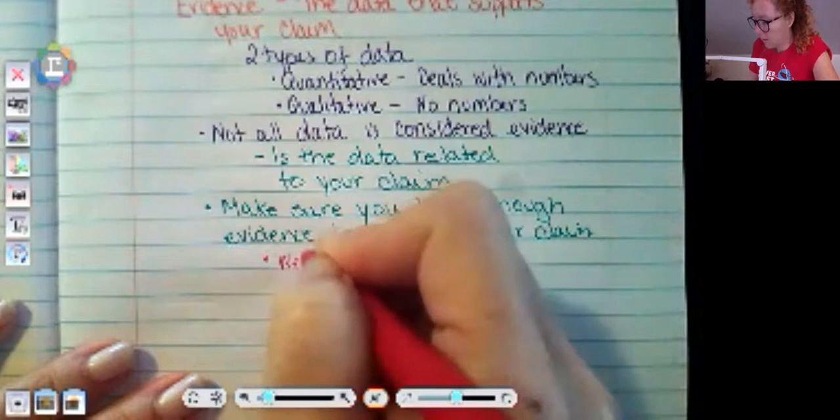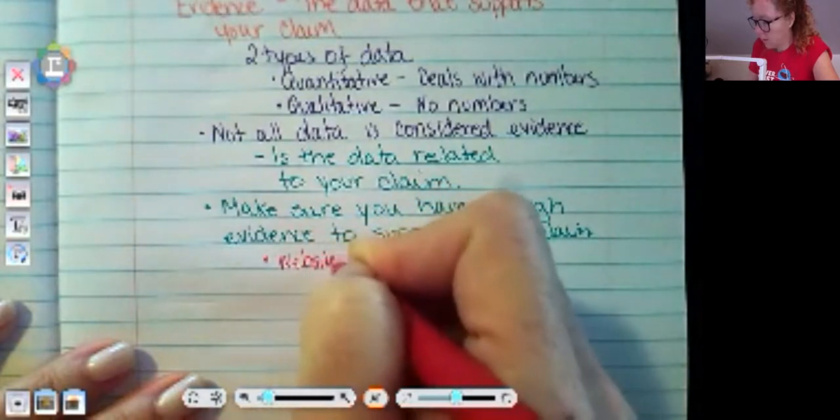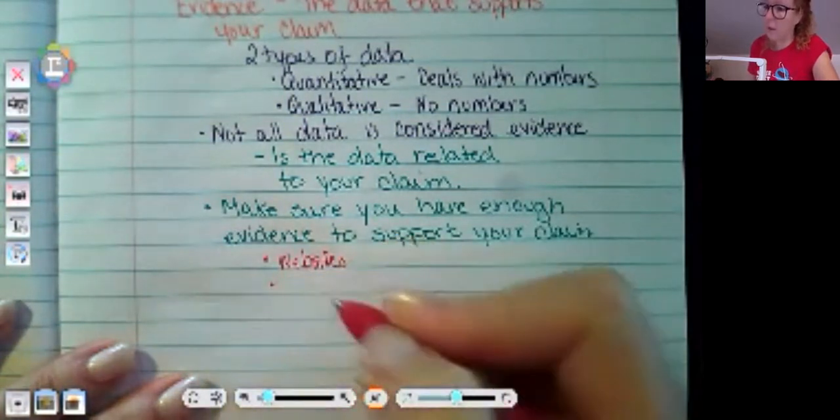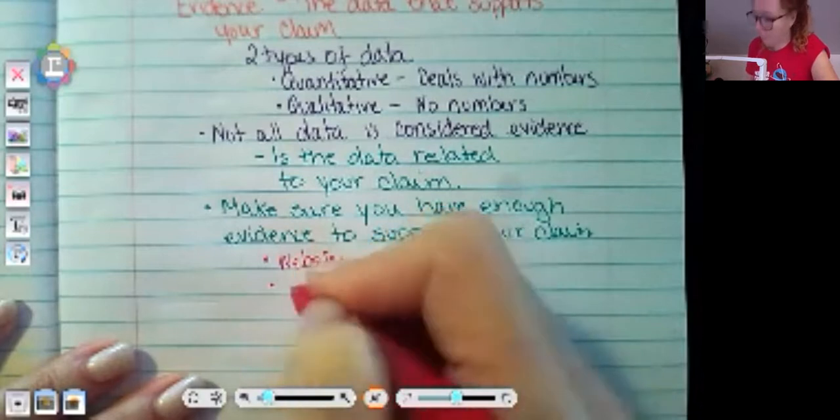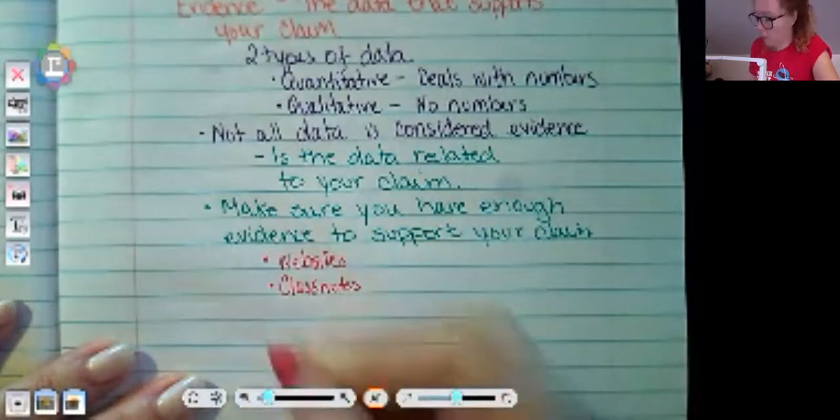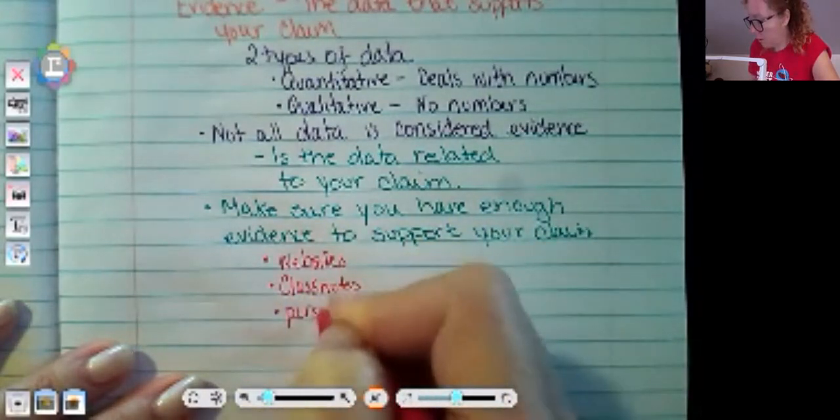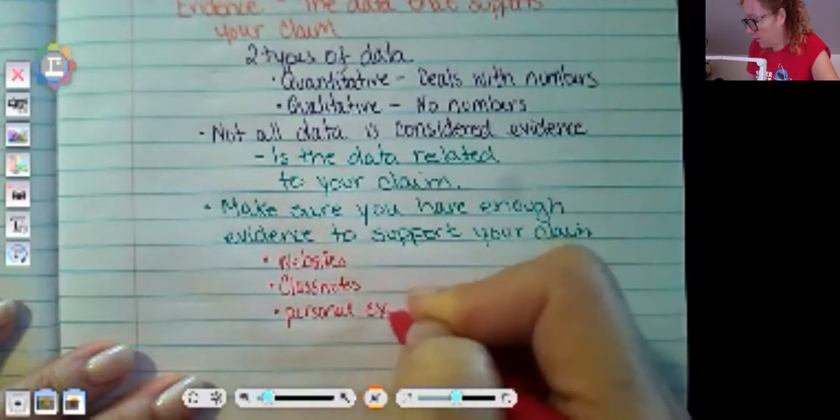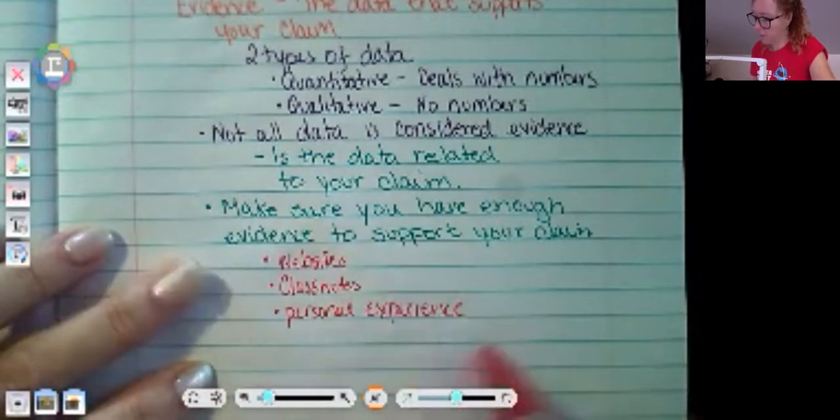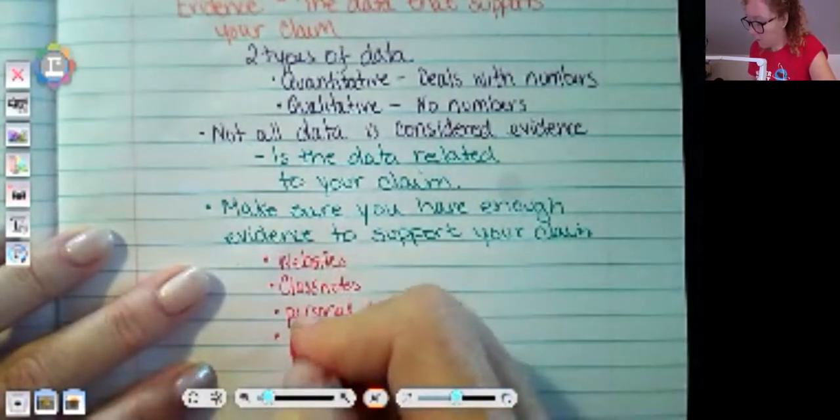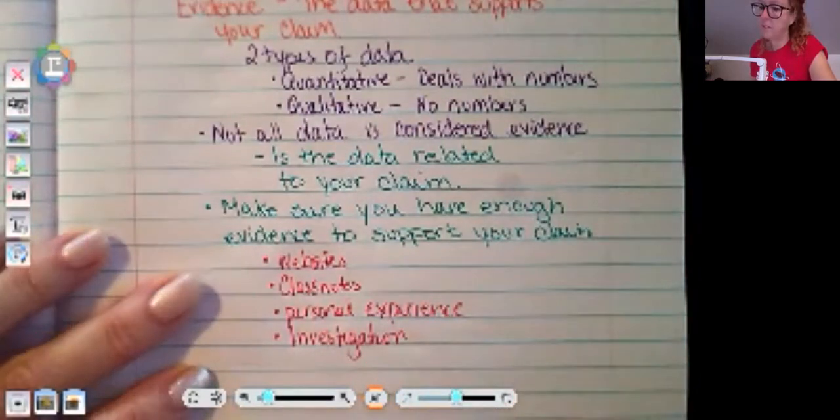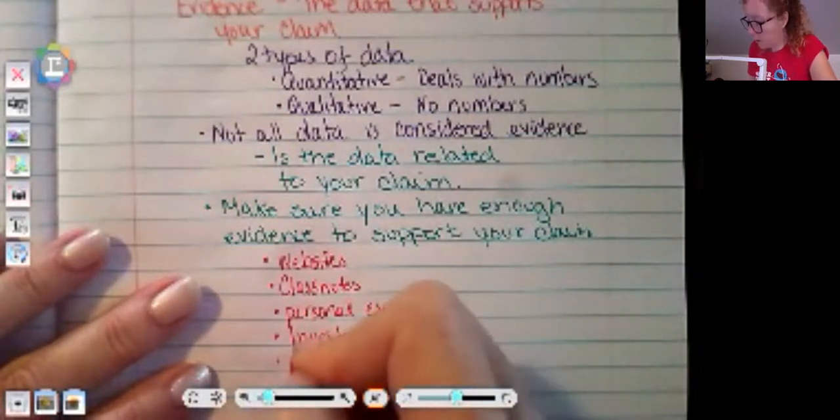Websites. Maybe there's other investigations out there. Class notes. Personal experience. And don't forget your investigation. Maybe there's some computer simulations.